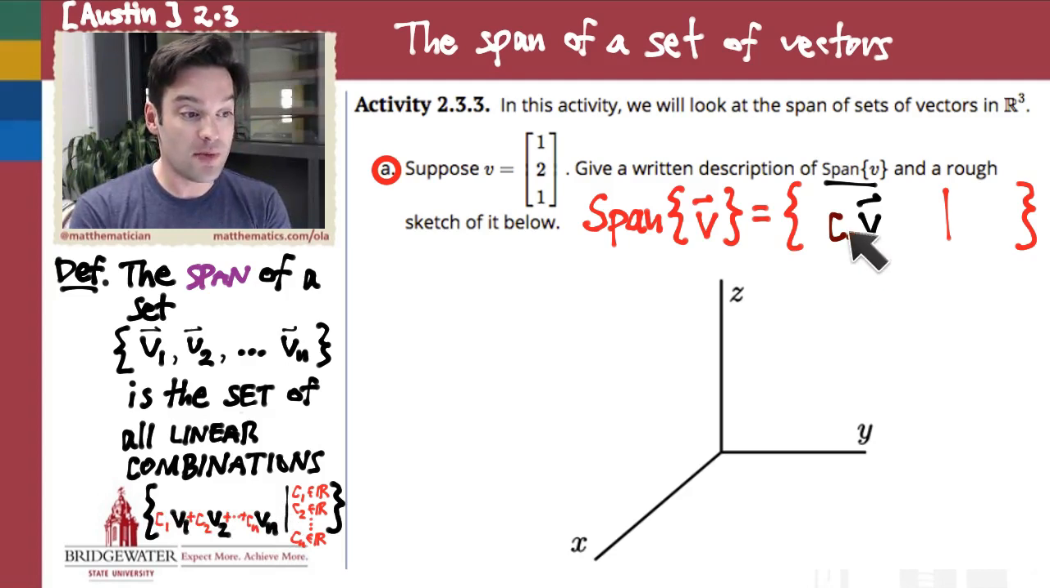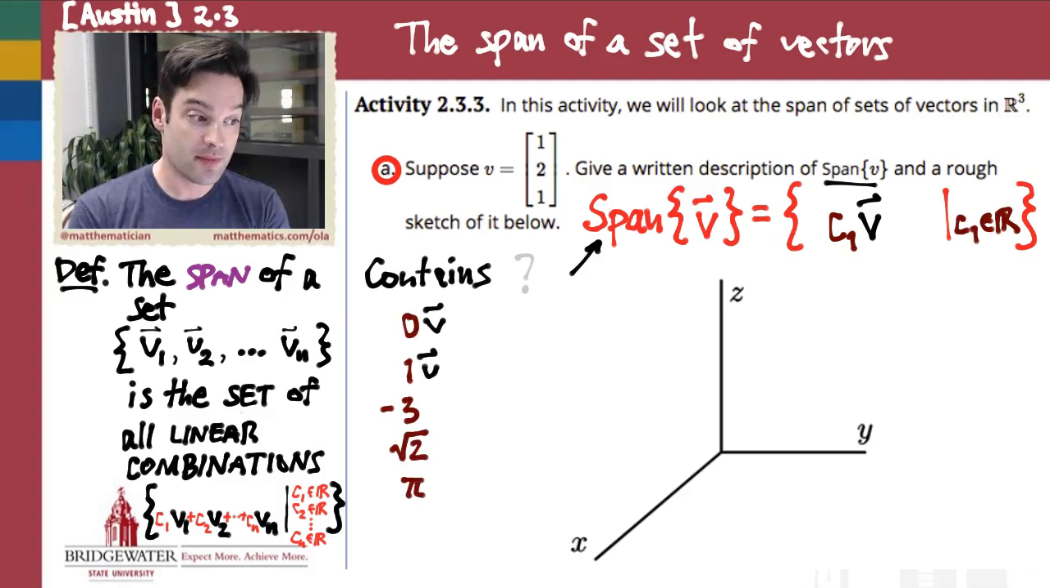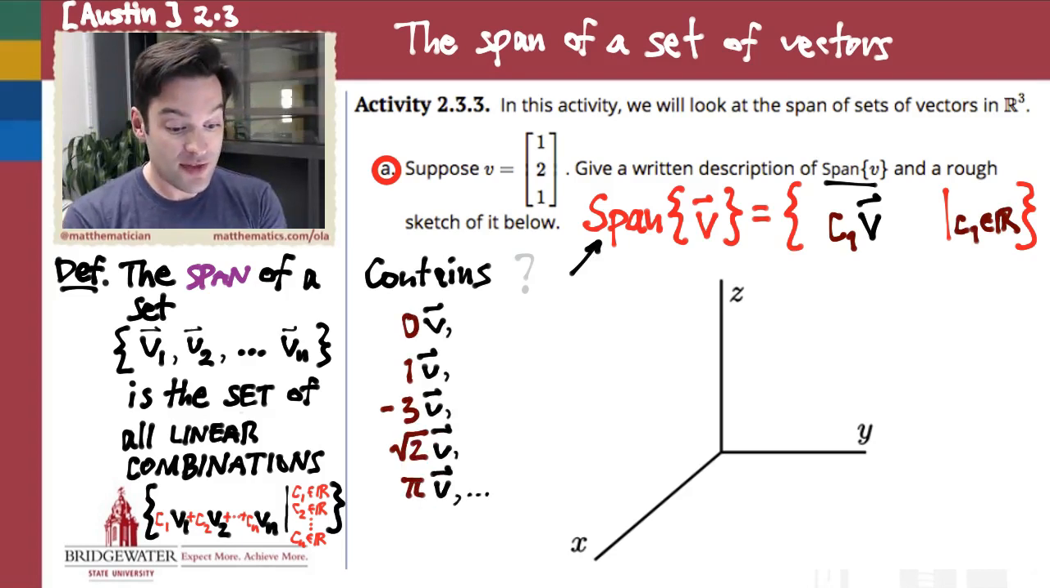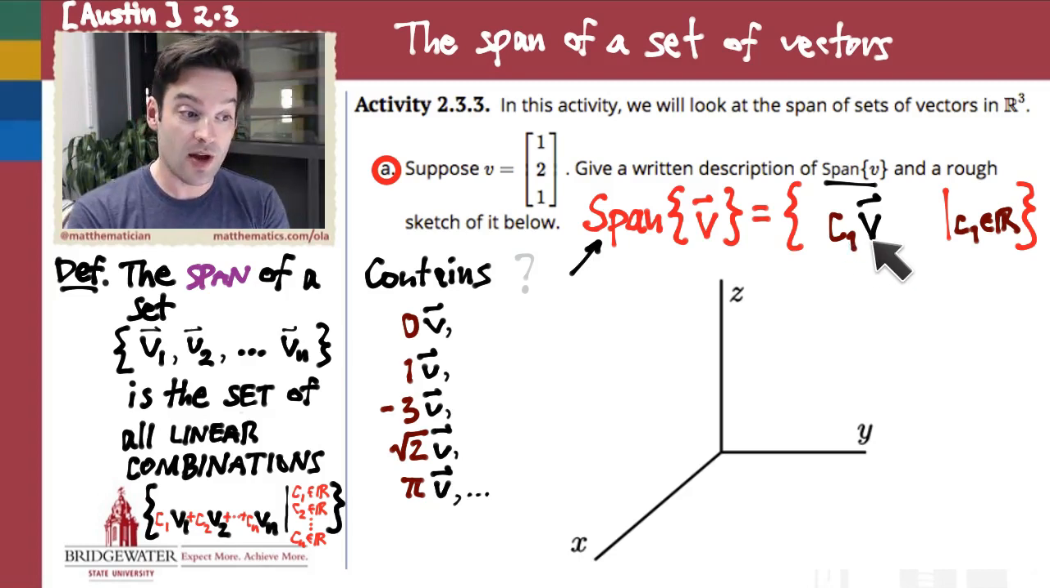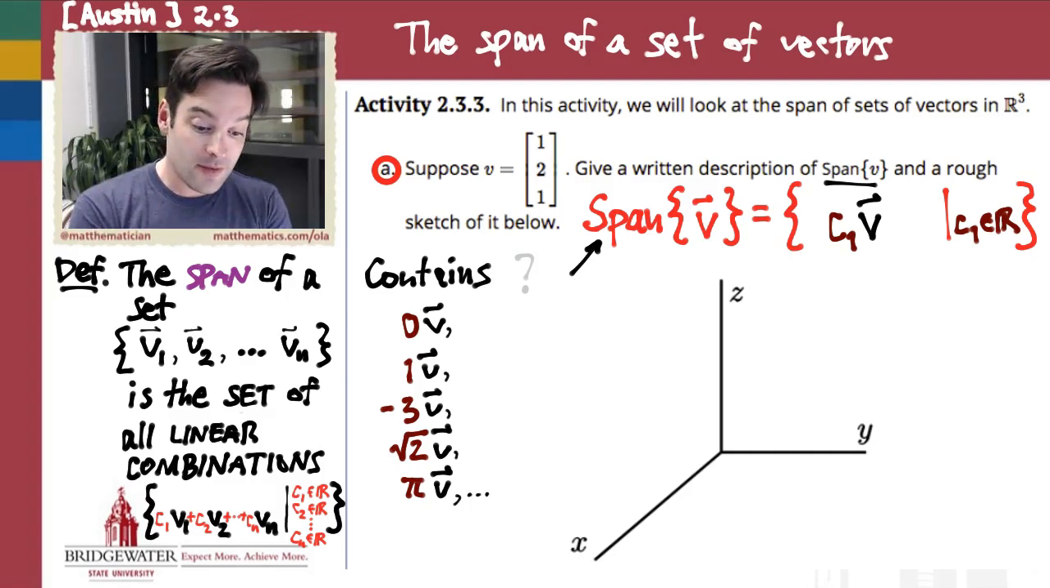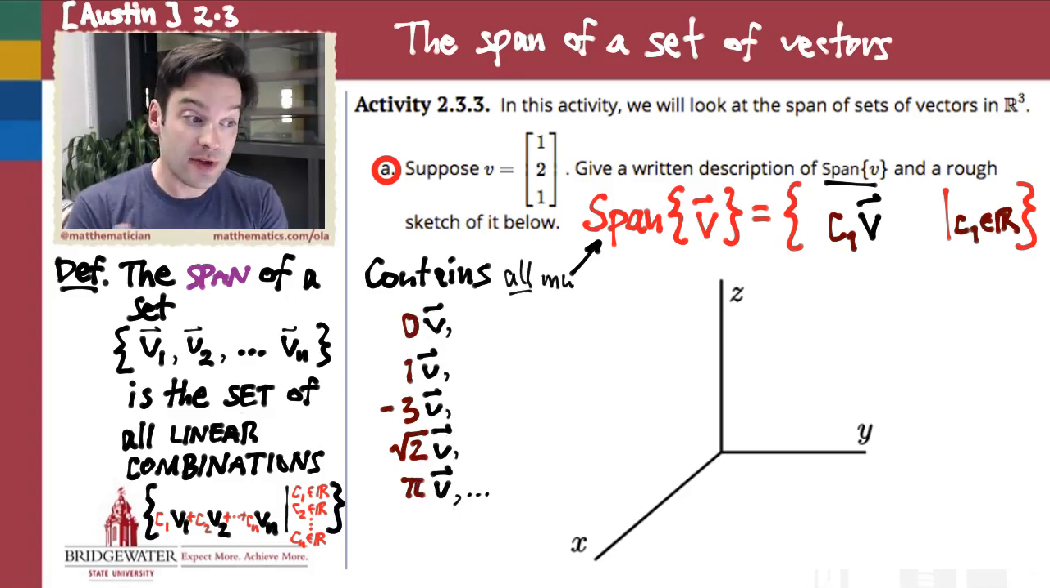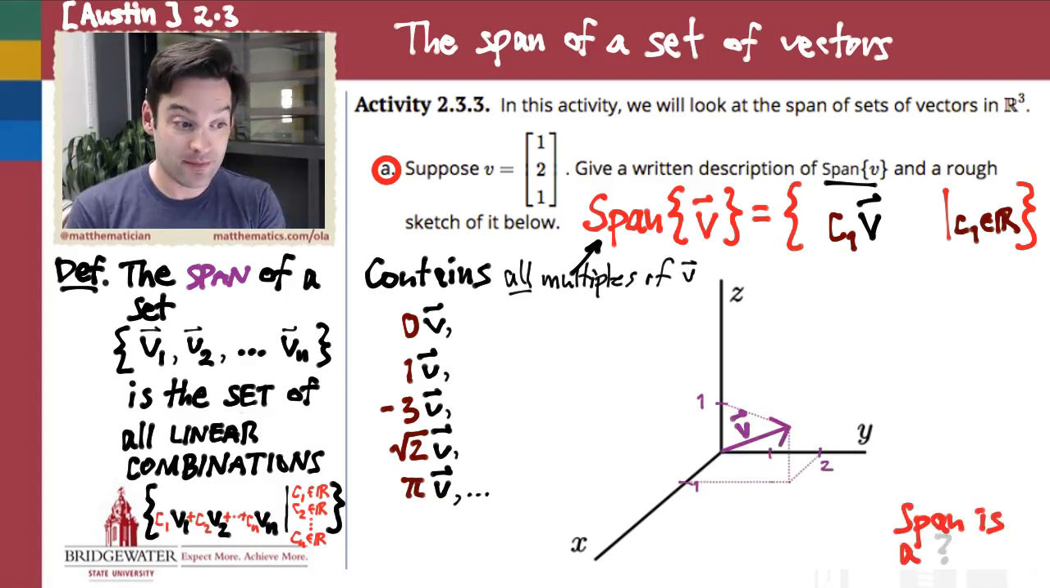We only have one vector to work with here. So it's the set of all c1 times v, where the c1s that I can put here are chosen from among all real numbers. In other words, this is a set that's going to contain a bunch of multiples of the vector v: 0v, 1v, negative 3v, square root of 2 v, pi v. Which of these are going to be included and which are not? Well, because my weight can range over all real numbers, and all of these weights I've written down here are in fact real numbers, all of those are included in the span. Any multiple of this vector v is going to be a part of my span. So it's the set of all multiples of this v.